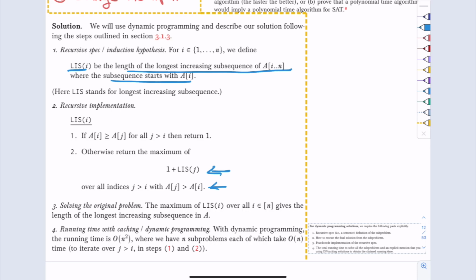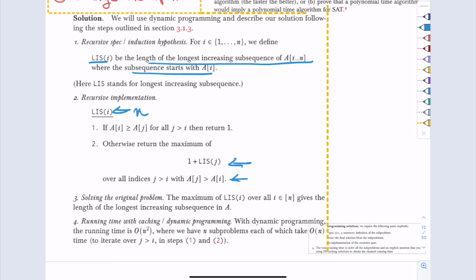I guess it comes out to the same running time. Here I only have n subproblems. Last time I had n squared subproblems because it was a choice of I and J. Here it's just the choice of I. But I still pay for it down here when I'm looping over all the indices bigger than I. So this would break down as n subproblems times a loop of size n for every subproblem, and I end up with n squared again.